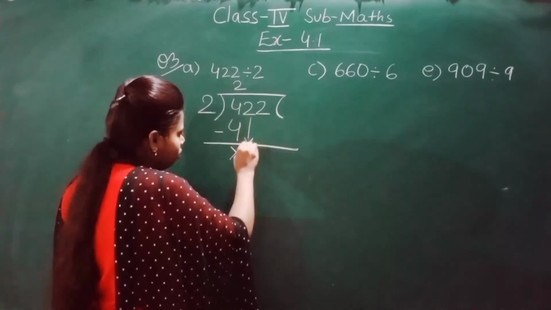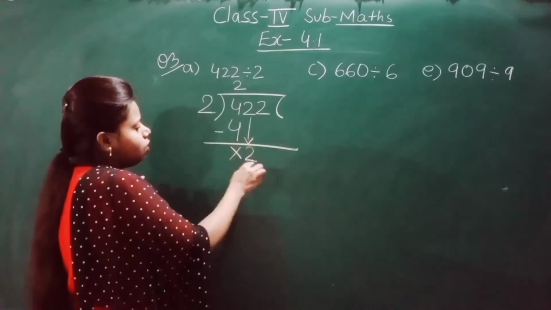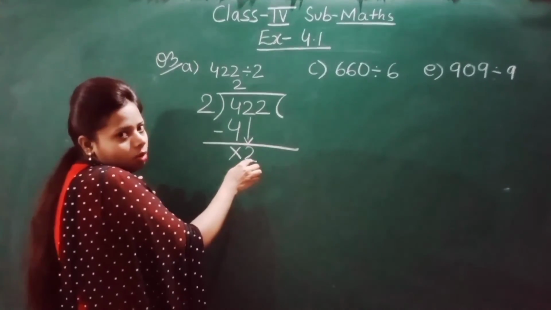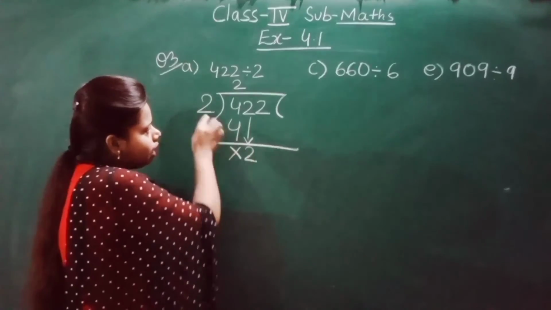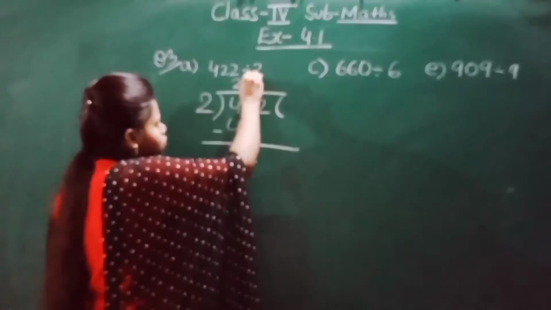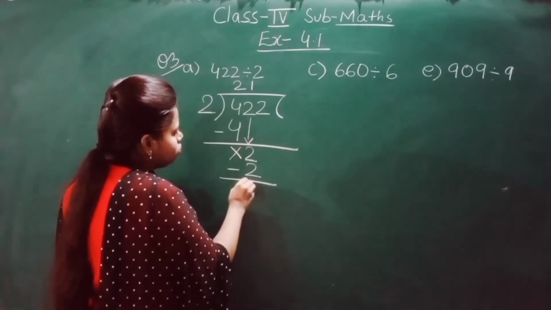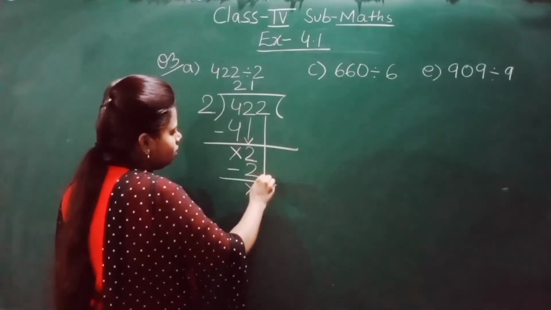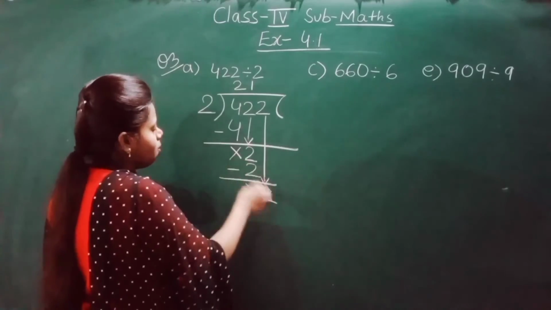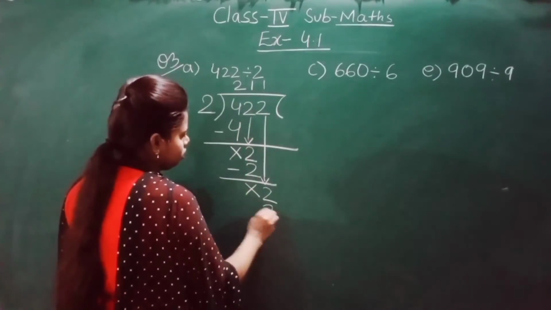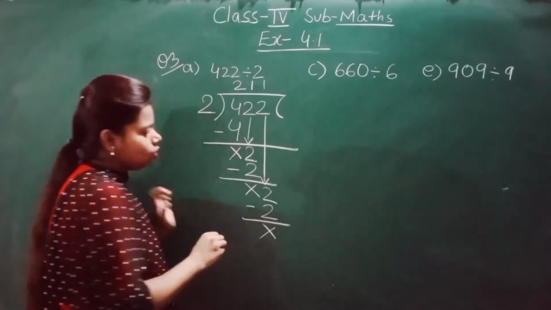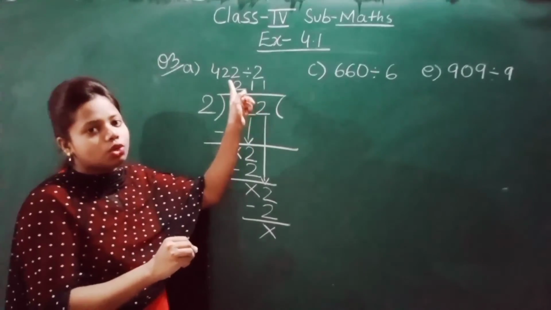Bring this 2 down. Then we have to divide this 2 by 2. So 2 how much is 2? 2 ones are 2. Then what do you have to do? Subtract: 2 minus 2 is 0. Now the next step is bring 2 down. 2 how much is 2? 2 ones are 2. So what quotient did we get?